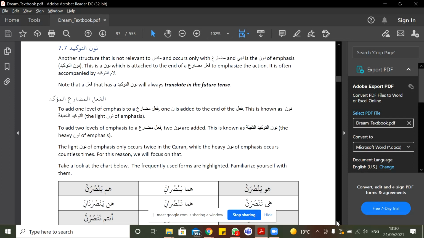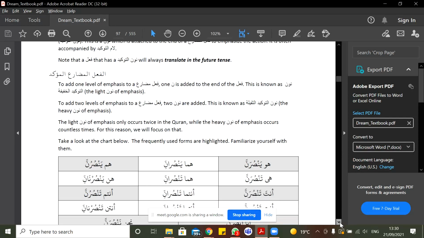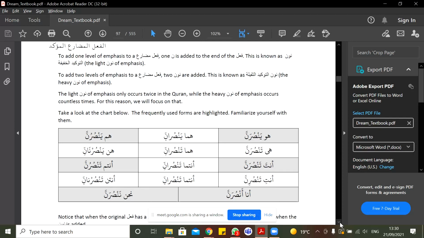Take a look at the chart below. Frequently used forms are highlighted. Familiarize yourself with them. So here you give me the normal fi'l mudari, and then you give me its noon thaqila form.